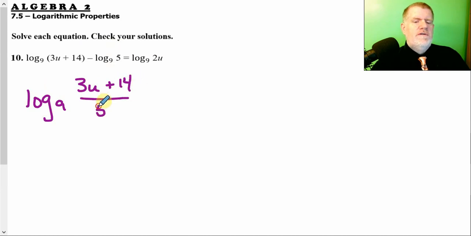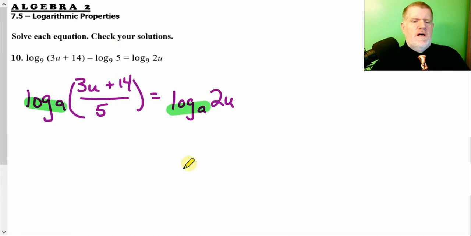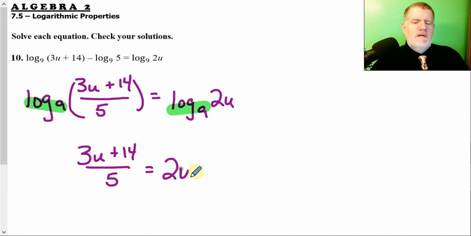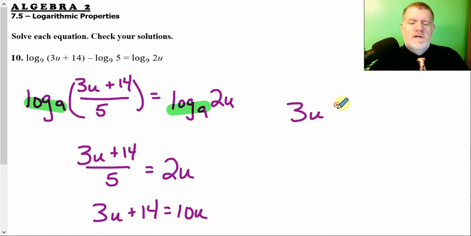Over 5 equals log base 9 of 2u. So there we've done it. We've set the log base 9 equal to the log base 9. Those look like a's, but they're supposed to be 9s. So I can set their expressions equal to each other. Just got to do a little algebra. Multiply both sides by 5. Take it over here.